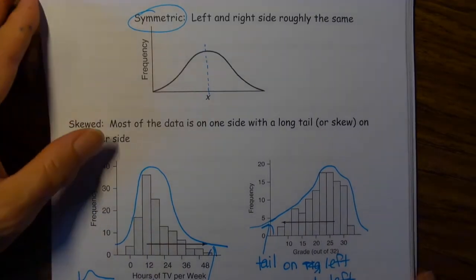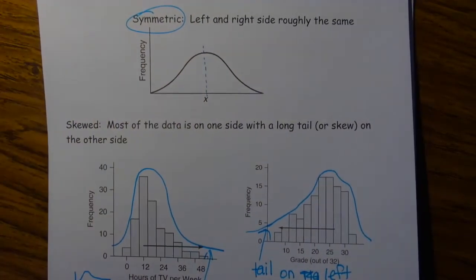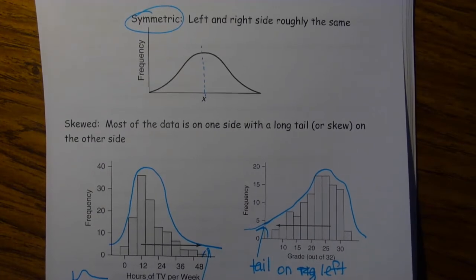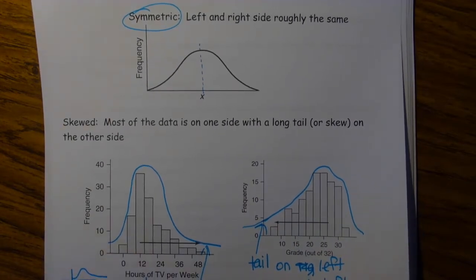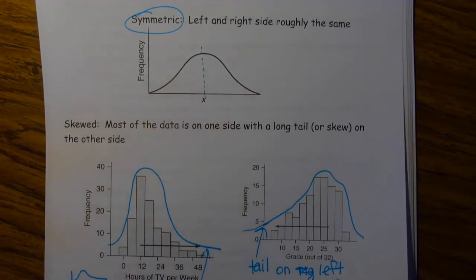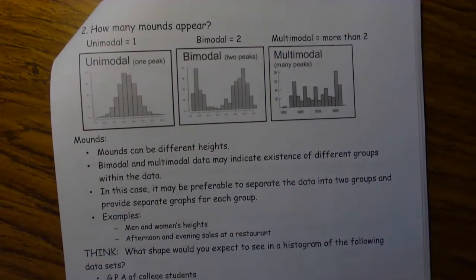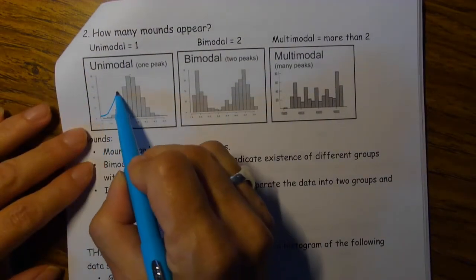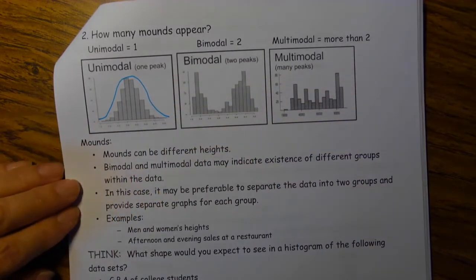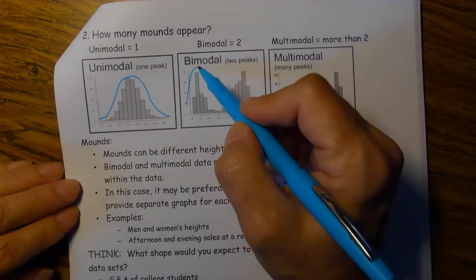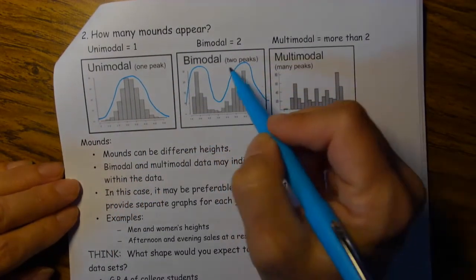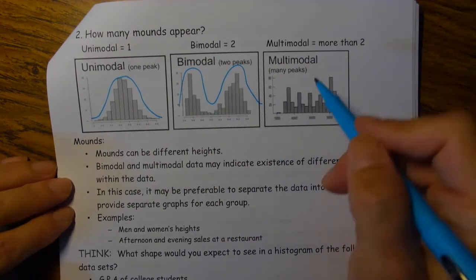Okay, so that's one way that you want to describe the shape of your distribution, that it's either symmetrical or it is skewed, it has a tail. Another thing we want to describe is how many mounds appear, or how many hills, if you will. Okay, unimodal has one hill, right? Bimodal has two peaks or two hills.